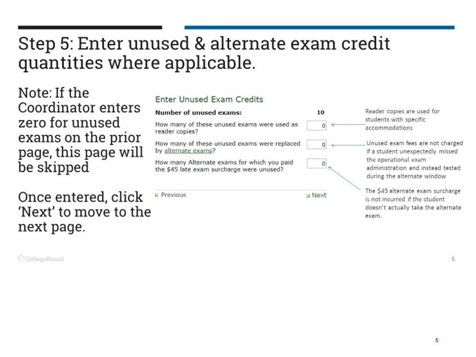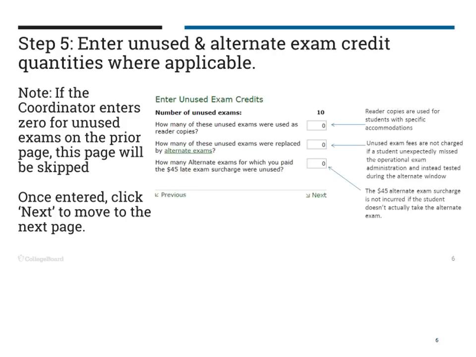Step 5 is to enter your unused and alternate exam credit quantities where applicable. Again, this is the same process as has been done in the past. This hasn't changed this year. So you'll note that if the coordinator enters 0 for unused exams on the prior page, this page will be skipped because there are none. So pretty self-explanatory, I think.